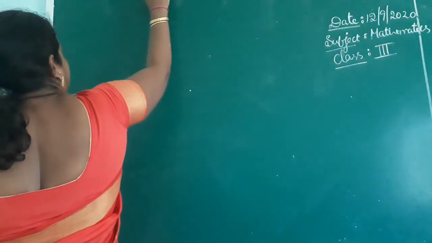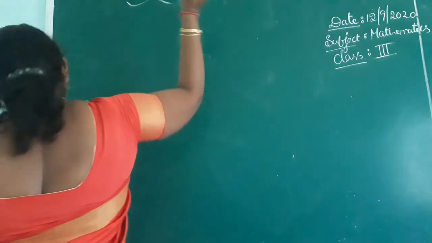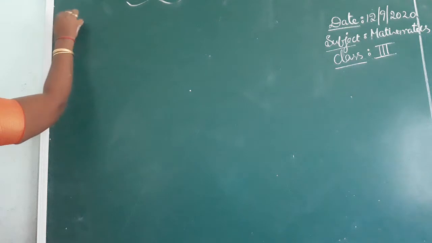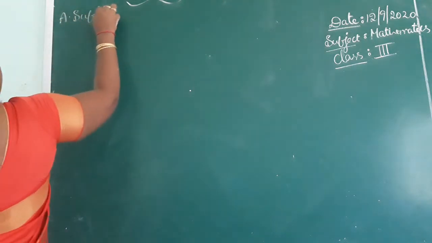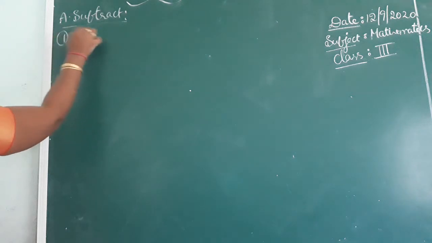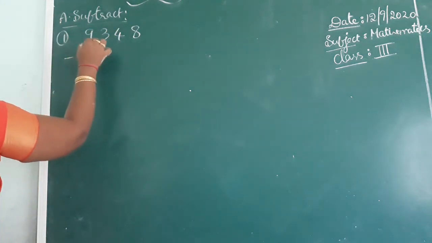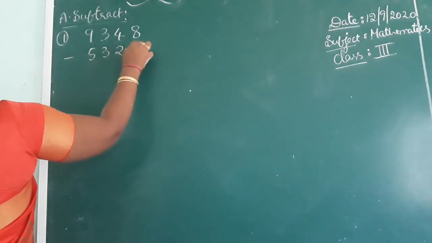Exercise 3.2. See that. First one, subtract. See the first sum: 9,348 minus 5,329.